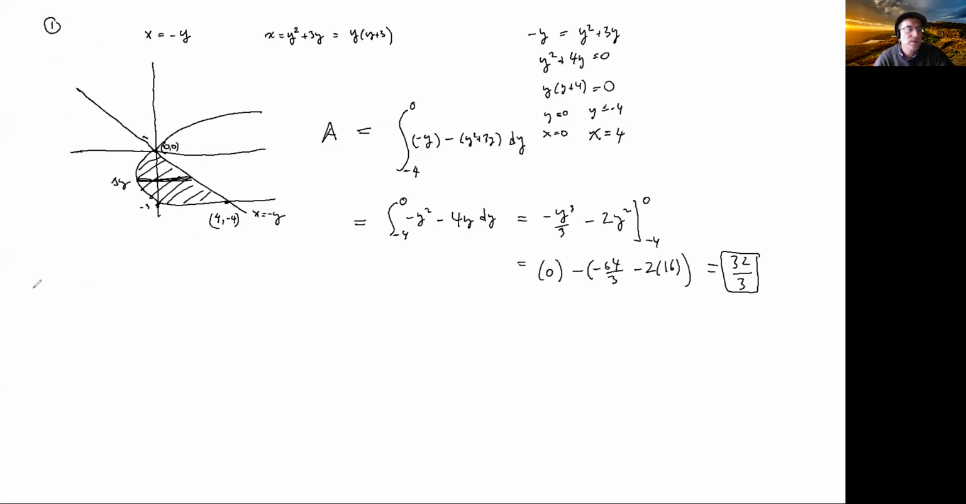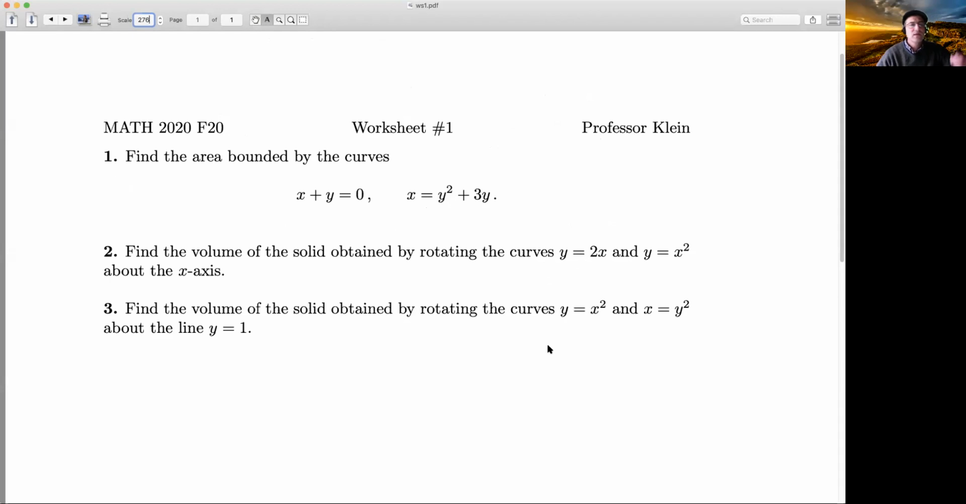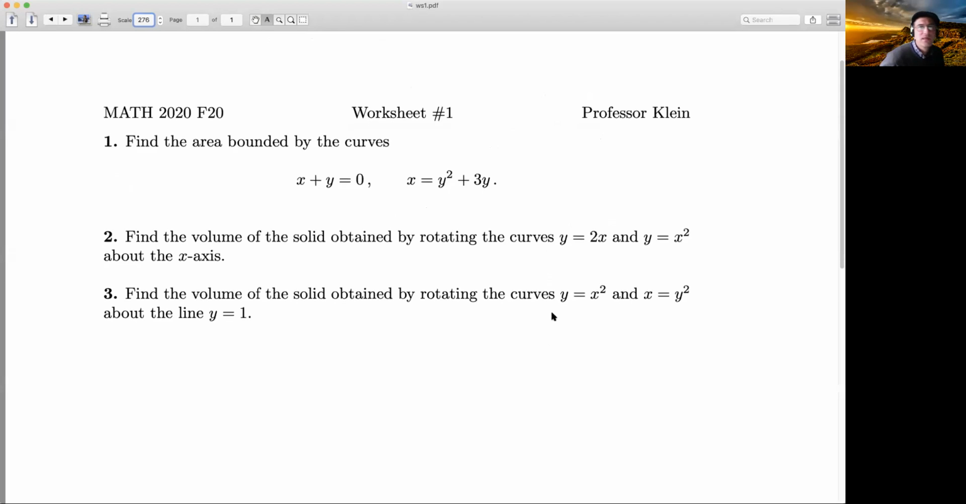Let's go to problem number 2. What is problem number 2? Let's go back to the page. Find the volume of the solid obtained by rotating the curves y equals 2x and y equals x squared about the x-axis. Let me return to the whiteboard.